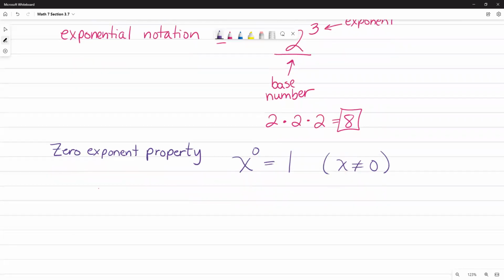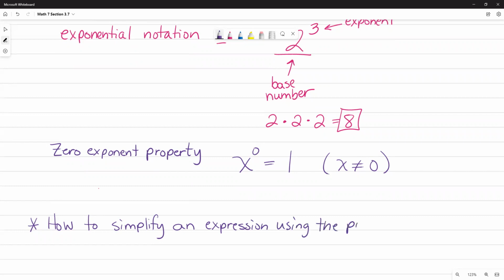In this lesson, what you're going to learn here, you don't necessarily have to write this down, is how to simplify an expression using the properties of exponents. All right.